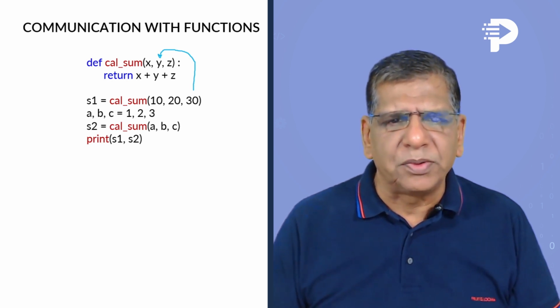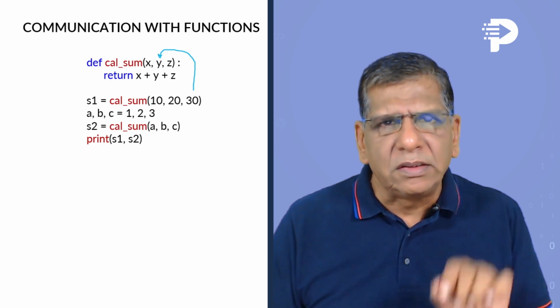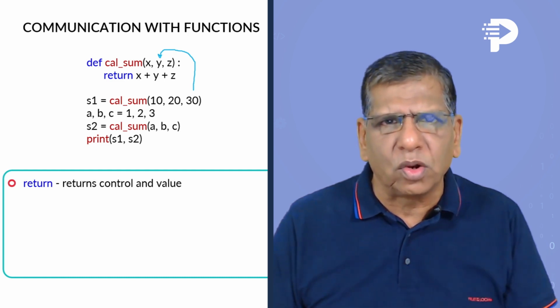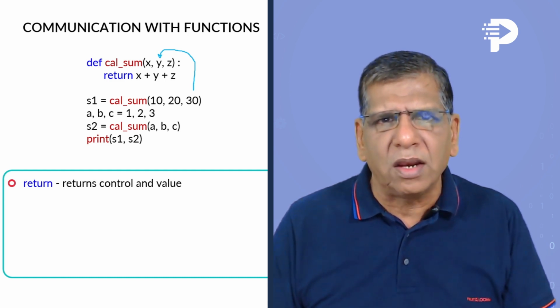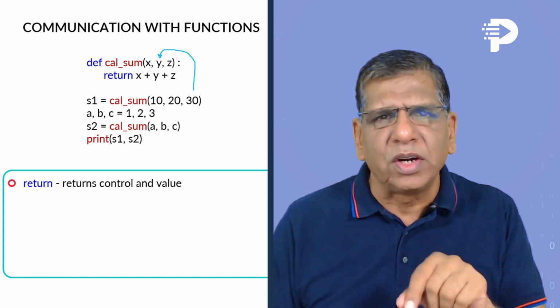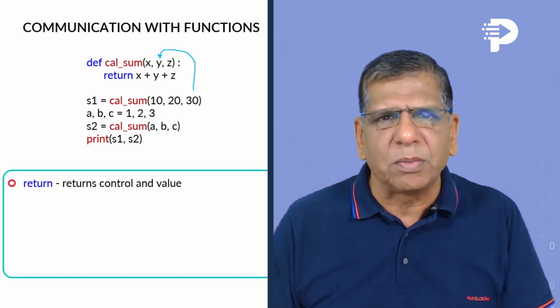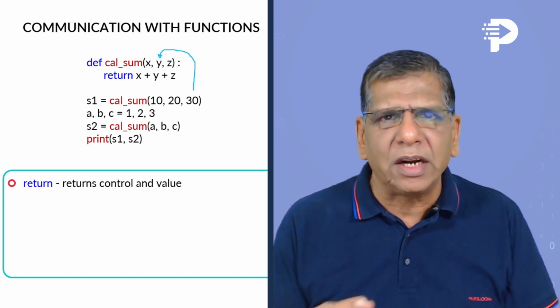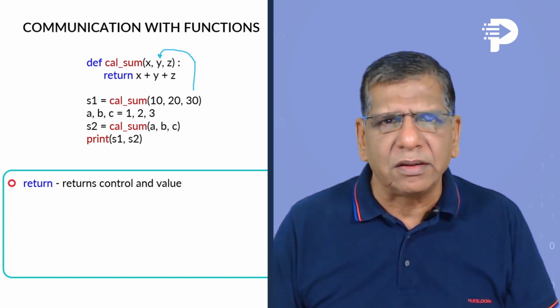Now a few tips. This return keyword that we are using is going to do two things for us. It is going to return the control back to the place from where you made the call, and it is also going to return the value of x plus y plus z. Whatever it turns out to be, that value will be returned and control will also be returned.